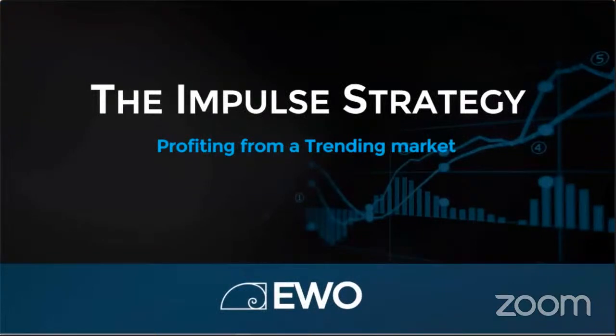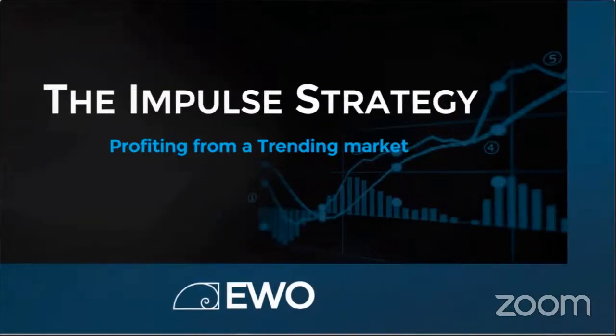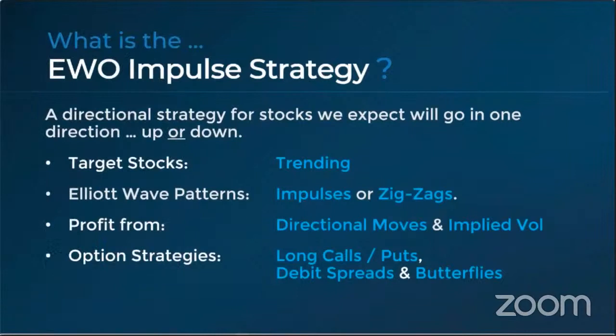Now let's talk about the impulse strategy. This is how we take what we just talked about in the impulse strategy and show you how to profit from a trending market. So what is the Elliott Wave Options impulse strategy? It's a directional strategy for stocks we expect to go in one direction, up or down. We just looked at how that Elliott Wave impulse pattern is the same to the upside or the downside. So we're targeting trending stocks, either direction.